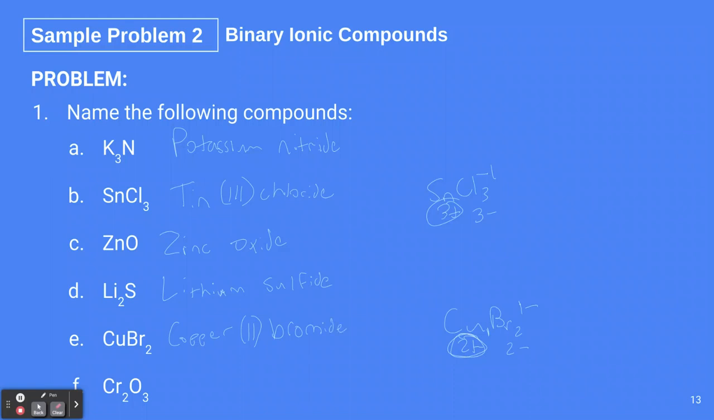And then the last one here, we have chromium. And that chromium, we're going to figure that charge out here. Each oxygen has a -2 charge, meaning we have a -6 charge. The chromium has to be a +6 charge overall, but we have two of them. So 6 divided by 2 gives us a +3. So we've got chromium 3 oxide.